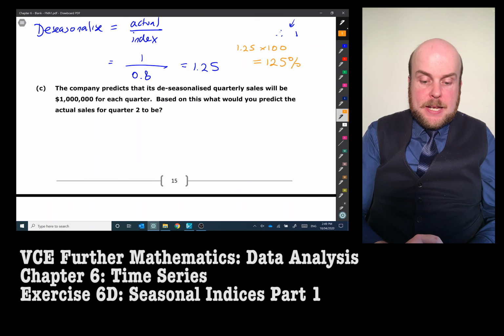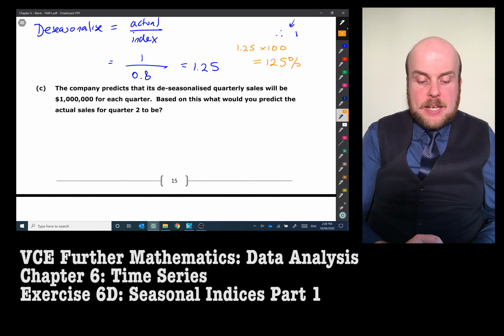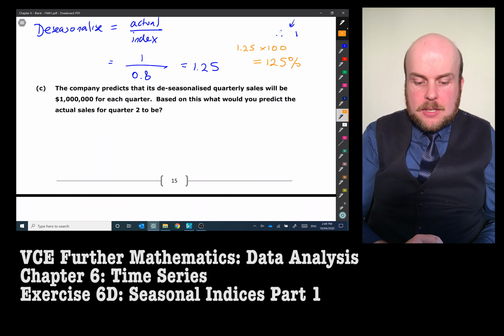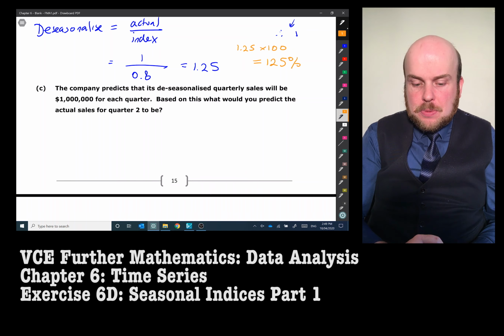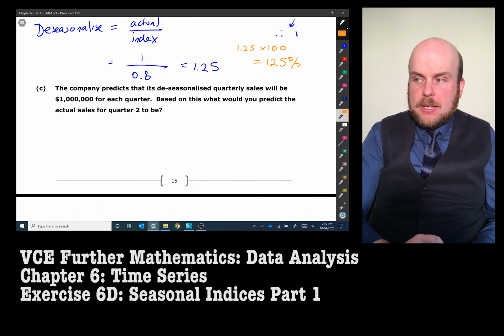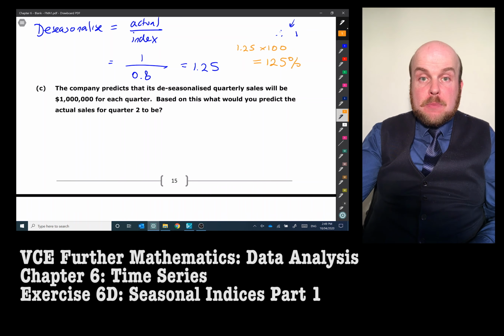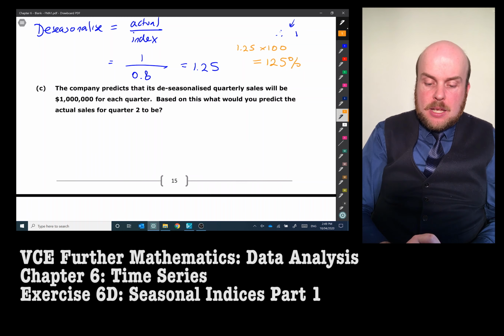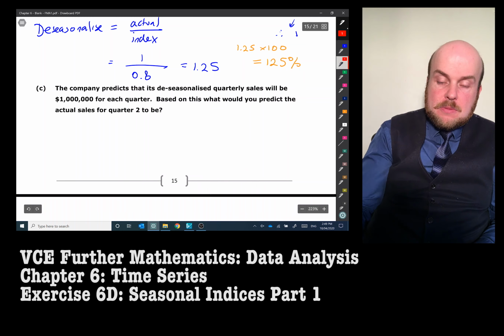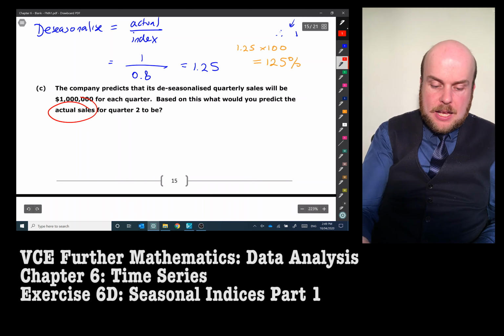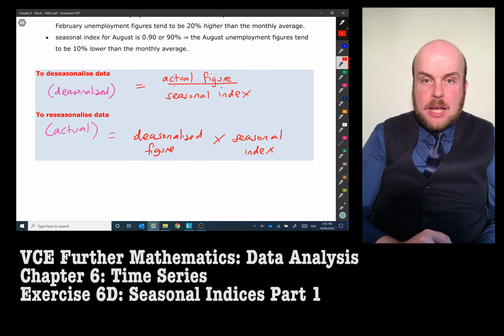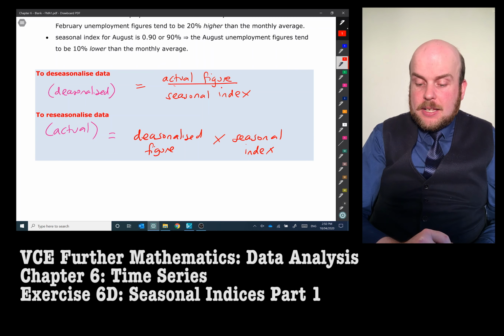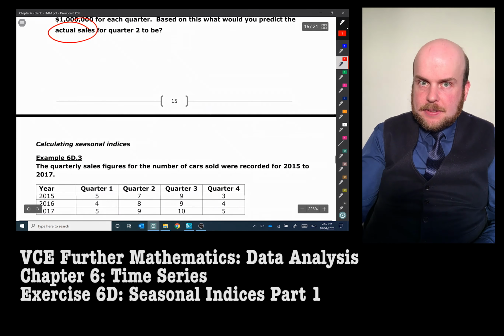The company predicts that its deseasonalized quarterly sales will be $1 million for each quarter. Based on this, what would you predict the actual sales for quarter 2 to be? So we have to use our previous bits of information here. We better use a formula. We're asked to find the actual sales. Actual equals deseasonalized times seasonal index.